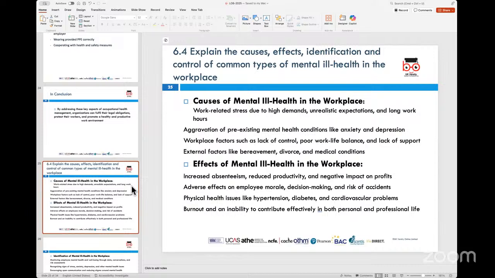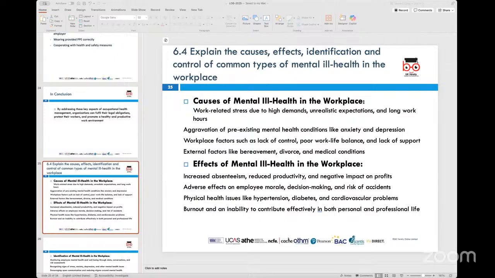Now we come across to the next criteria, which talks about explaining the causes and effects, identification and control of common types of mental health illnesses that we see, which can happen within the organization.